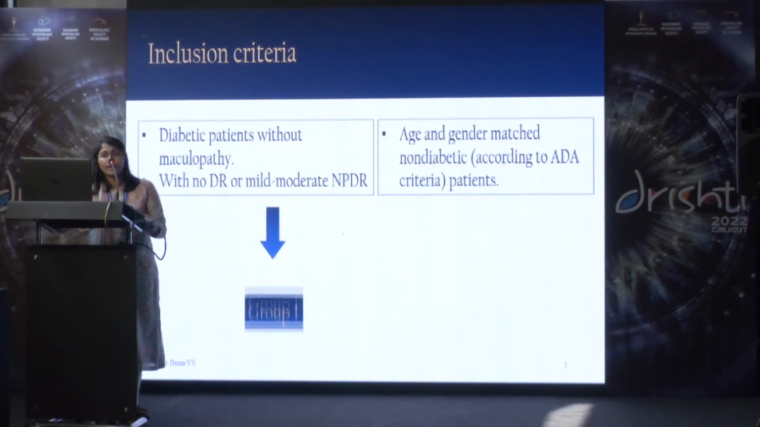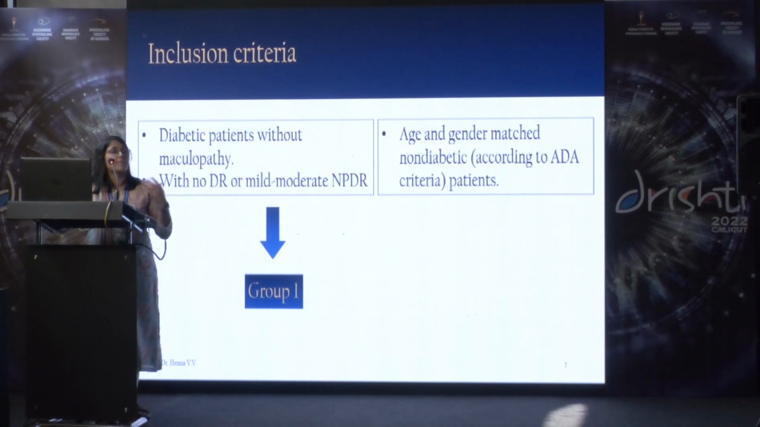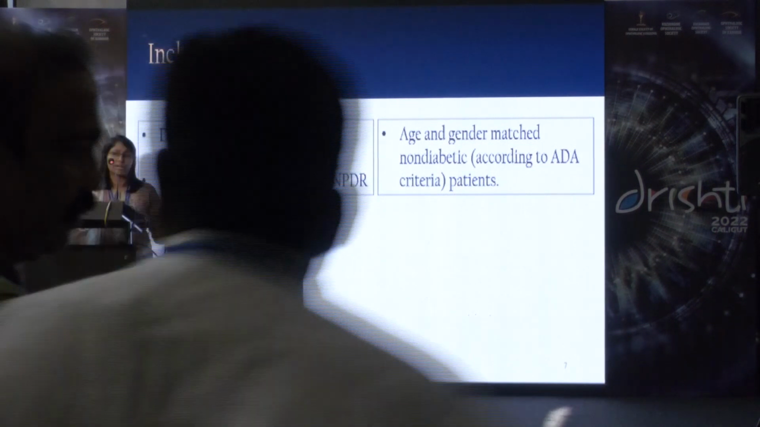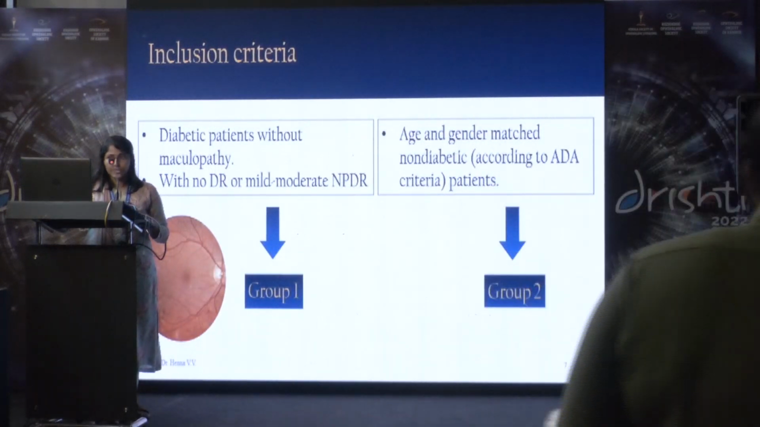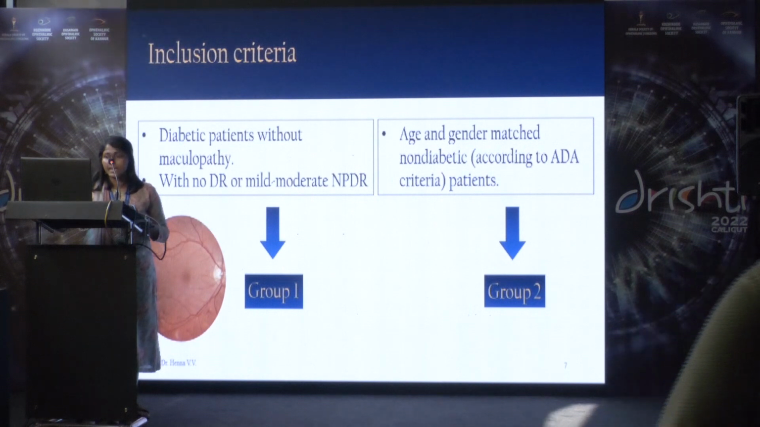Inclusion criteria. Patients were divided into two groups. That is, group 1 included diabetic patients. They may have no diabetic retinopathy, mild diabetic retinopathy, or moderate diabetic retinopathy. And group 2 included non-diabetic patients. They were age and gender matched.